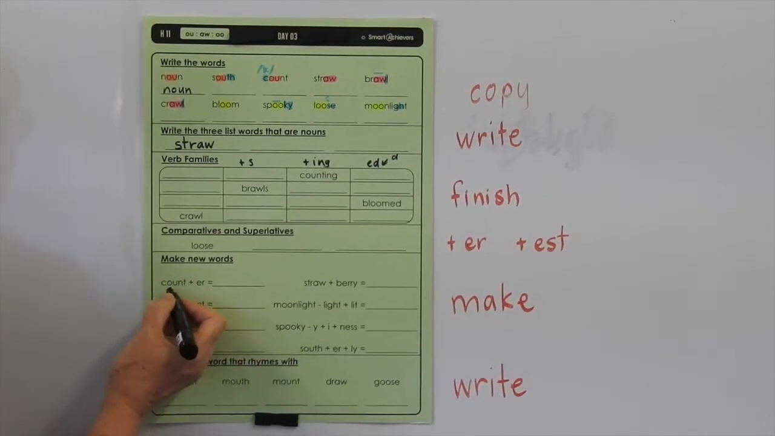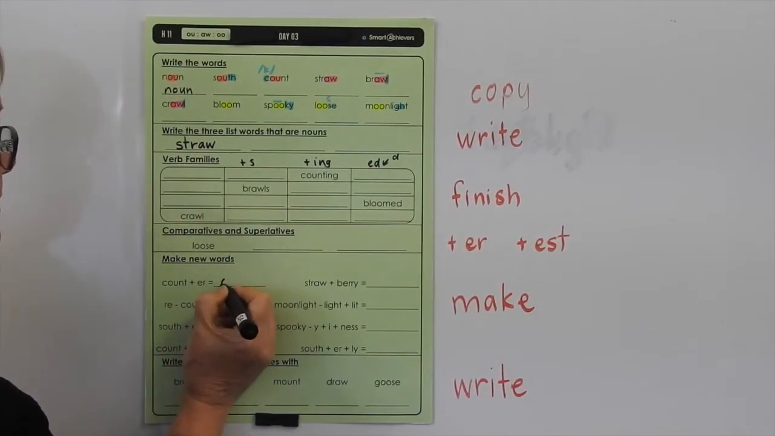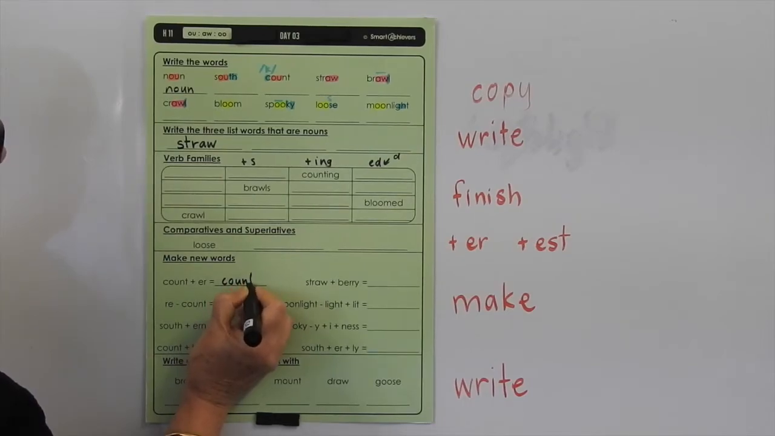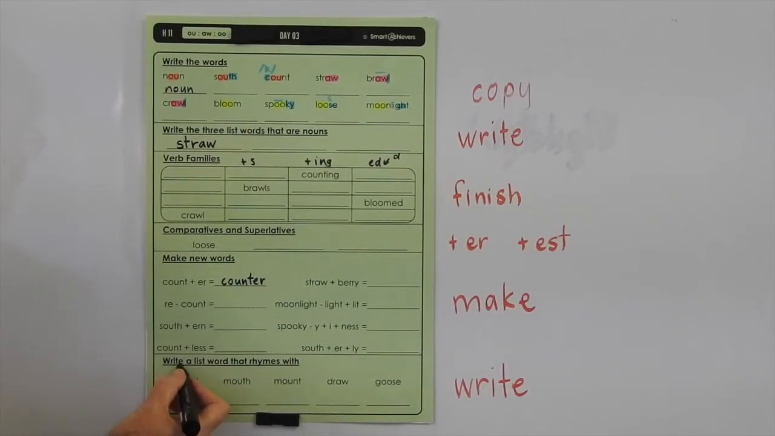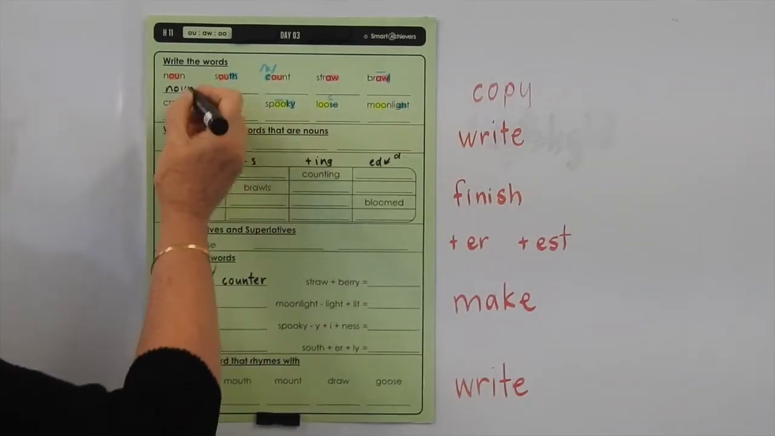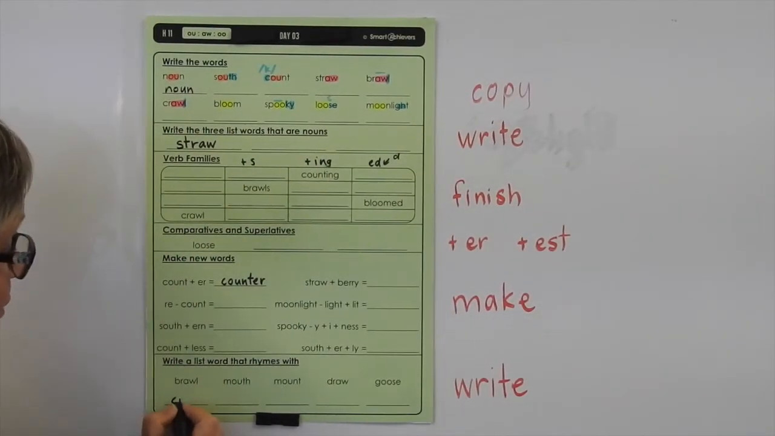Make new words, you've got counter, you just have to add those 2 bits together, leave out the add sign and just write the words as new word, new parts. Write a list word that rhymes with brawl. So use these words up the top. We've got crawl. They're fairly easy for you to do.